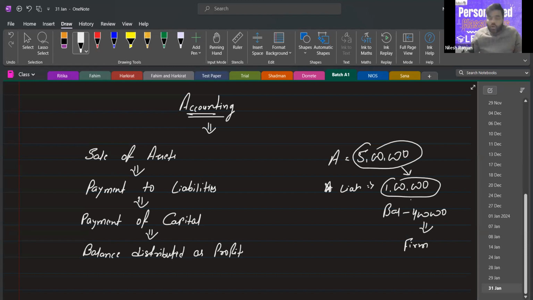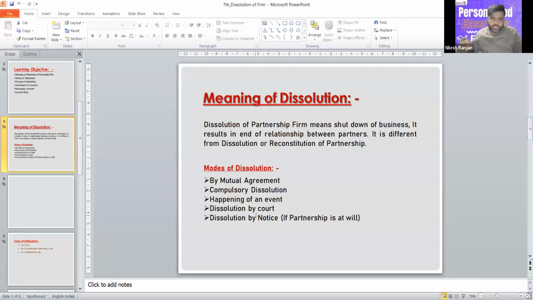Now we will talk about accounting. But first, please write the definition. I'm sharing the definition here. Yes, you can see the dissolution. Please write this, and also the modes of dissolution.